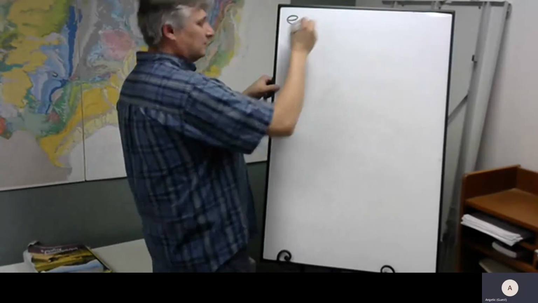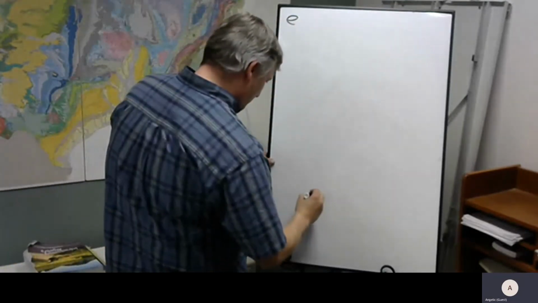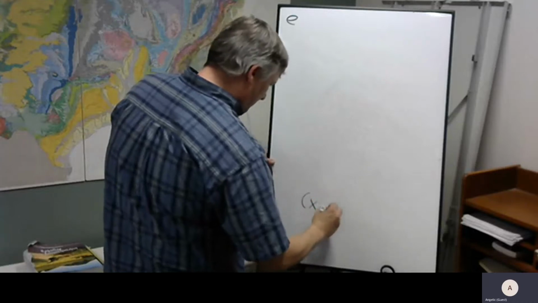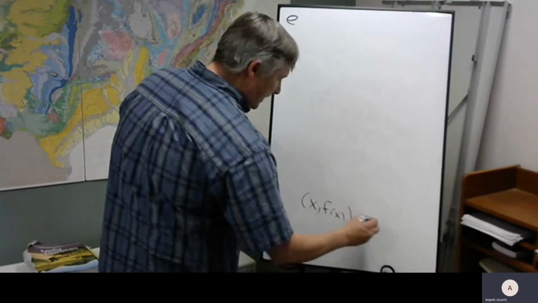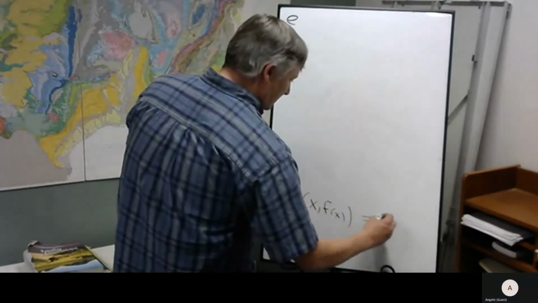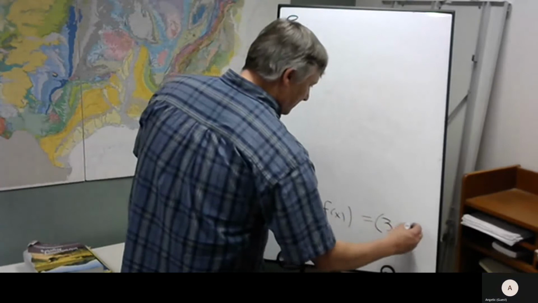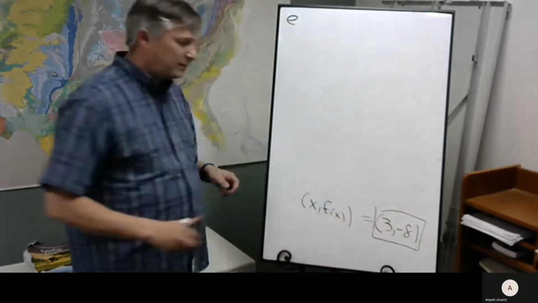I'm sorry, I missed the last part of that. Okay, so you had f of 3, and then it equals -8, and then you had x, f of x. Okay. That's 3, -8.